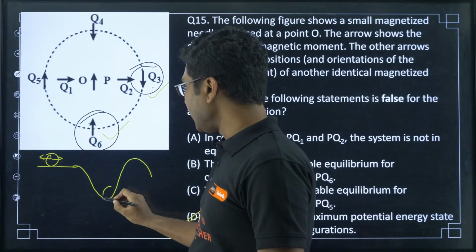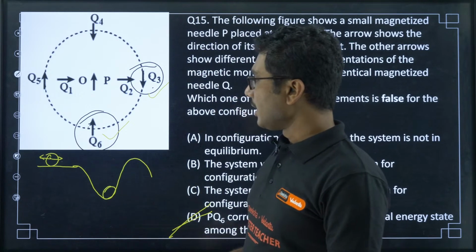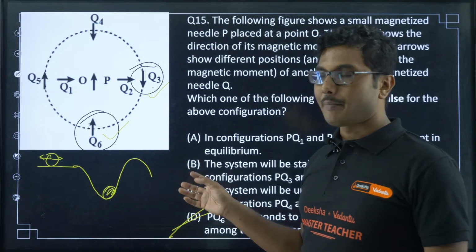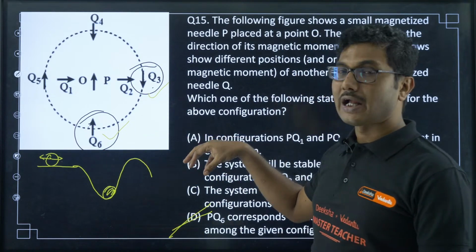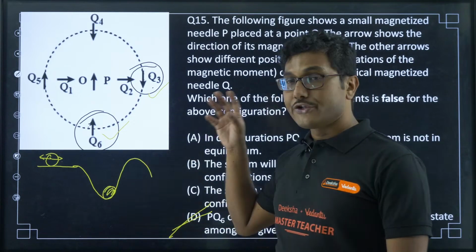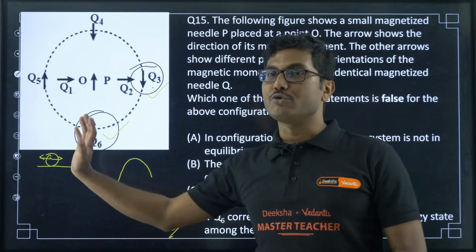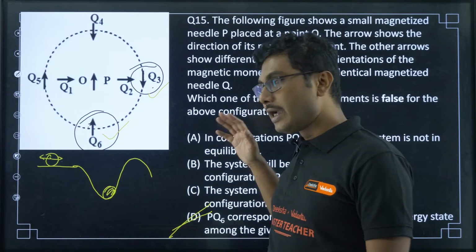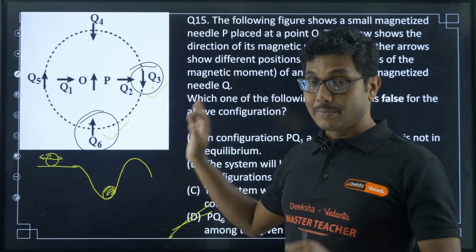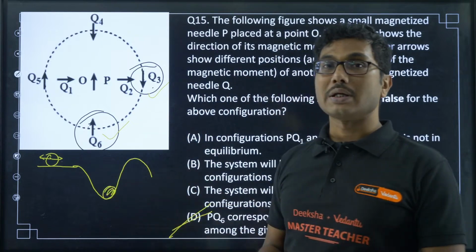If you keep an object here in this region, and you move it slightly right or left, it will fall back and try to regain where it was. It will stay in its original position. Even if you push it slightly right or slightly left, it will come back to its original position. This is called a stable equilibrium. This is an example of stable equilibrium.